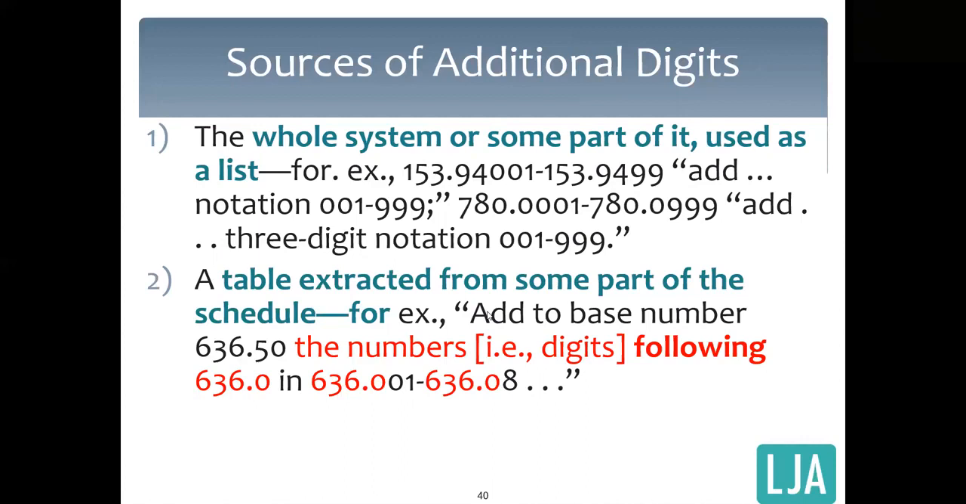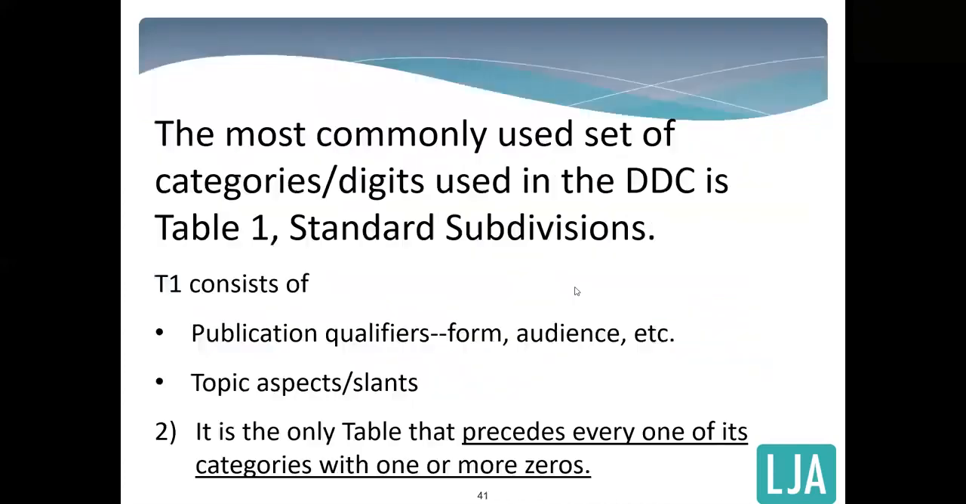You will see this when you look at your standard subdivisions. It'll say you're starting with this range, 001 to 009, and then you're going to expand out following a particular list and pattern. The most commonly used set of categories or digits are found in table 1, which is the standard subdivisions. Now we have other subdivisions. There's a whole list of tables and subdivisions, so do not think that you are limited to table 1.